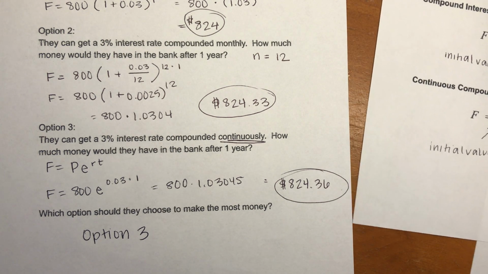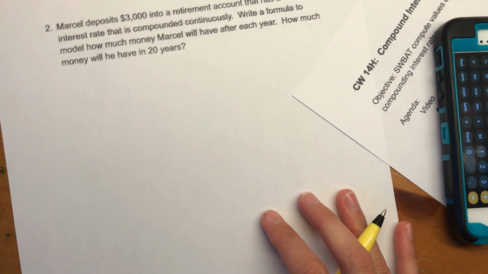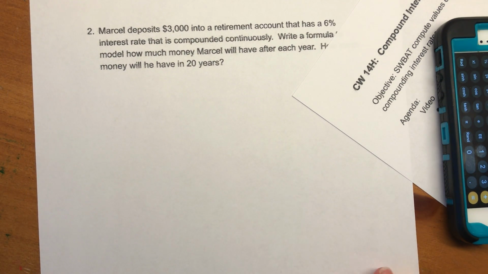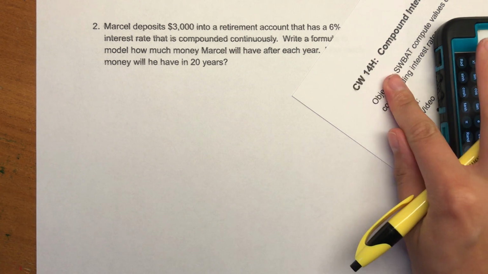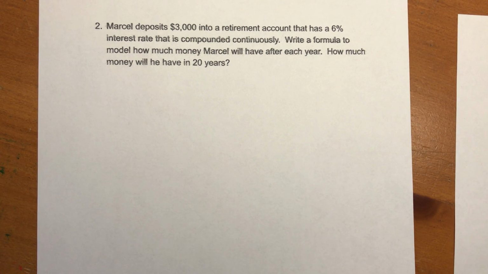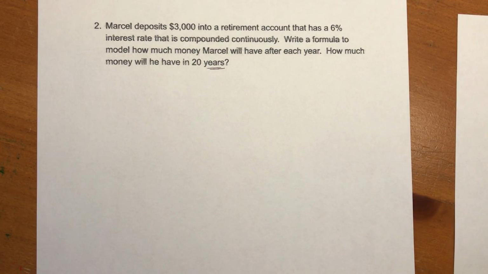We're going to do one more example, and then you'll have practice to do on your own in the Google form. Okay, so this question says, Marcel deposits $3,000 into a retirement account that has a 6% interest rate that is compounded continuously. Write a formula to model how much money Marcel will have after each year and how much money will he have in 20 years.